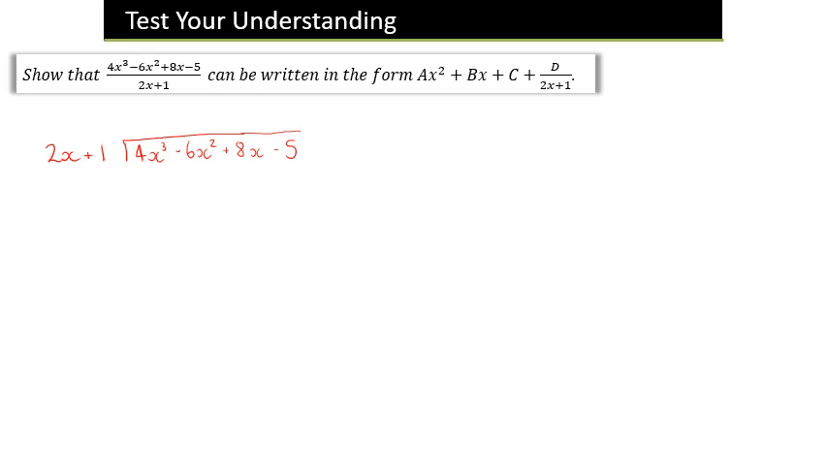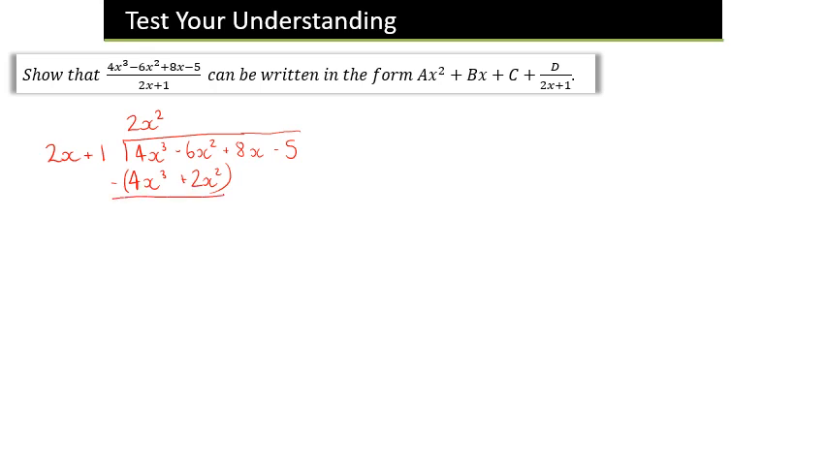Okay, so with my algebraic division then, I want to make 4x cubed. I've got a 2x here, so I need to do 2x squared. 2x squared times 2x is going to give me 4x cubed. 2x squared times 1 is 2x squared. Then subtract those two away from each other.